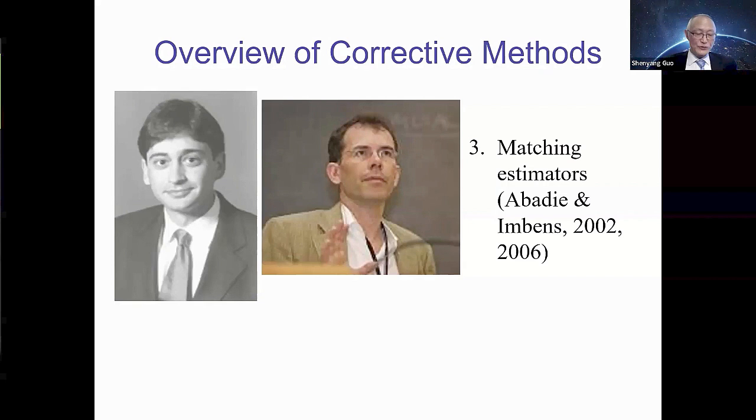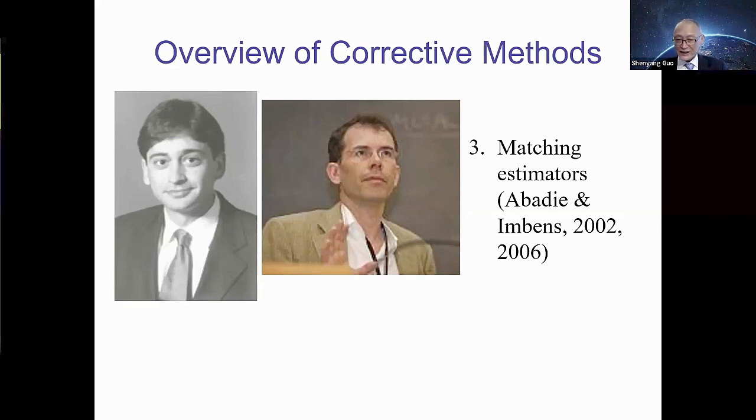The third model I would like to highlight is the so-called matching estimators, developed by Abadie and Imbens. This is Abadie, professor of political science at Harvard University. And this is Imbens, professor of economics from Stanford University. And Imbens won the Nobel Prize in 2021. So these two authors developed matching estimators, based on the counterfactual framework.